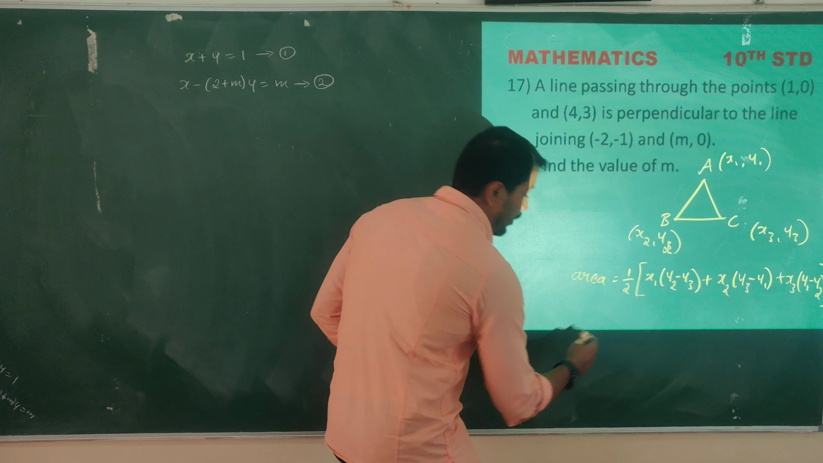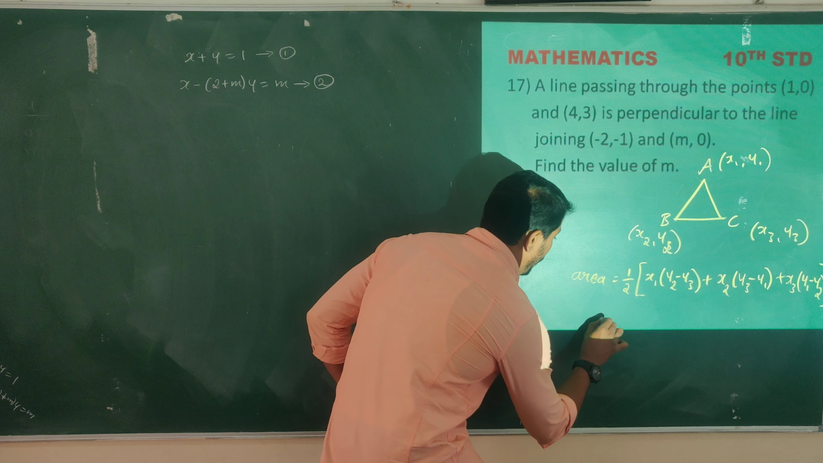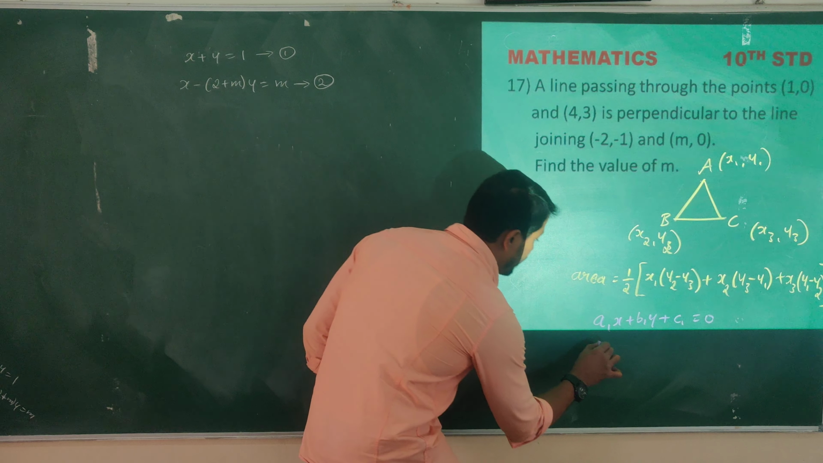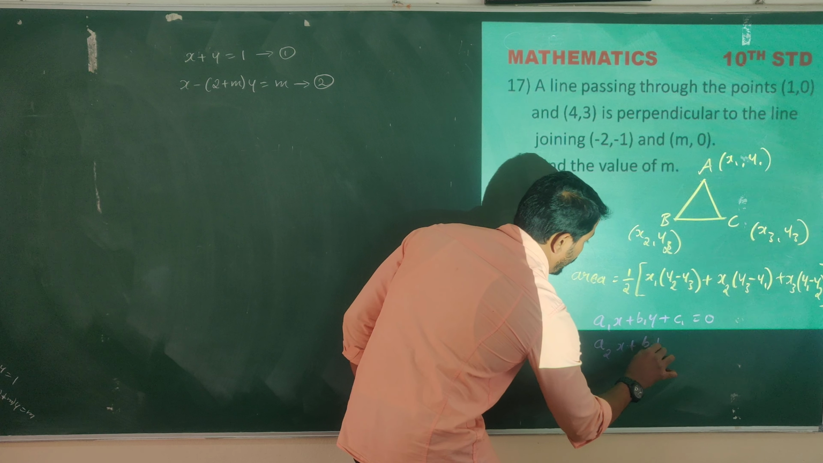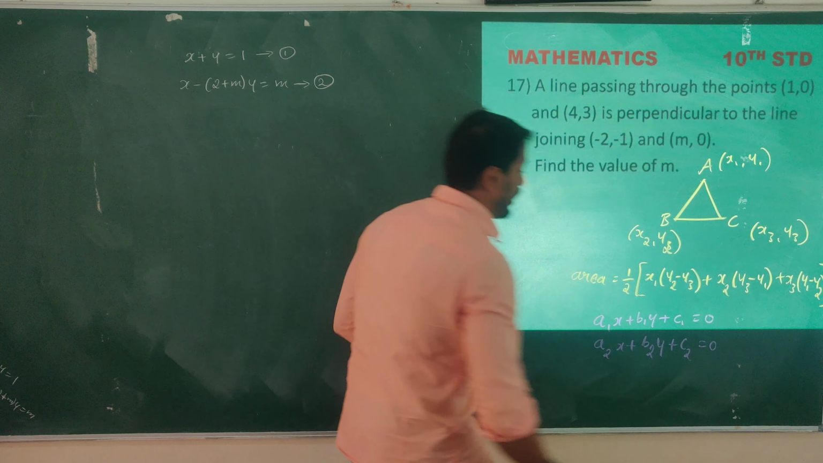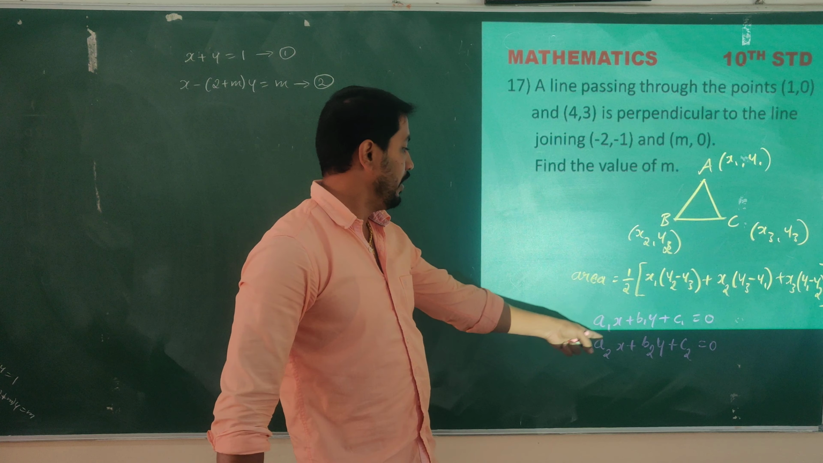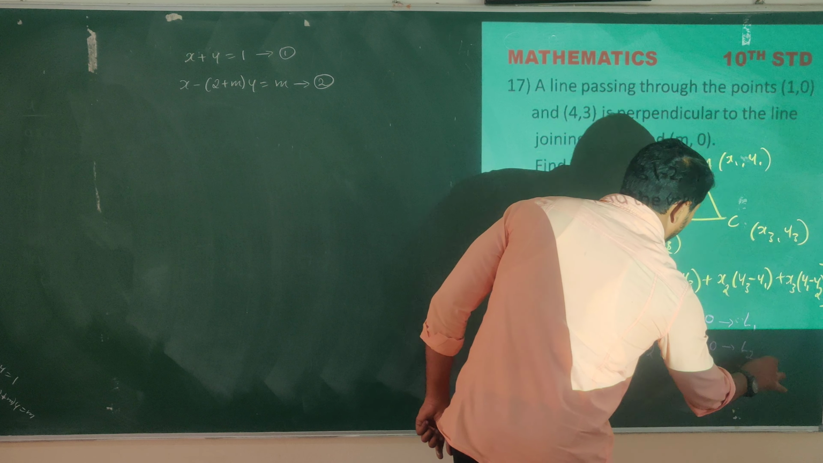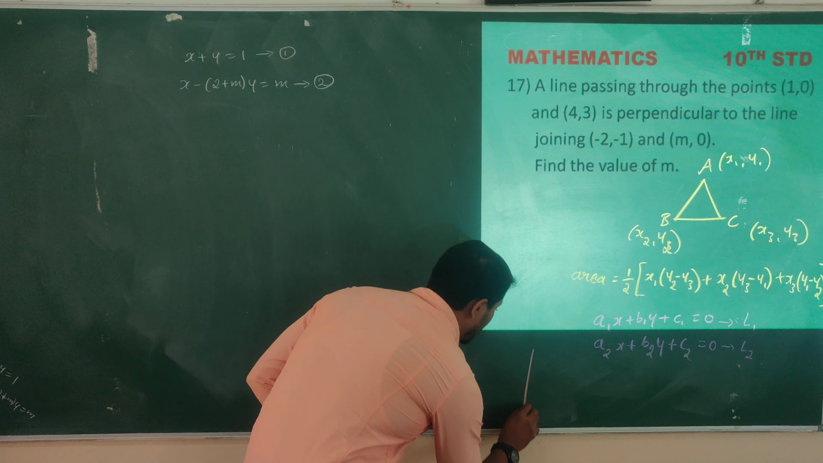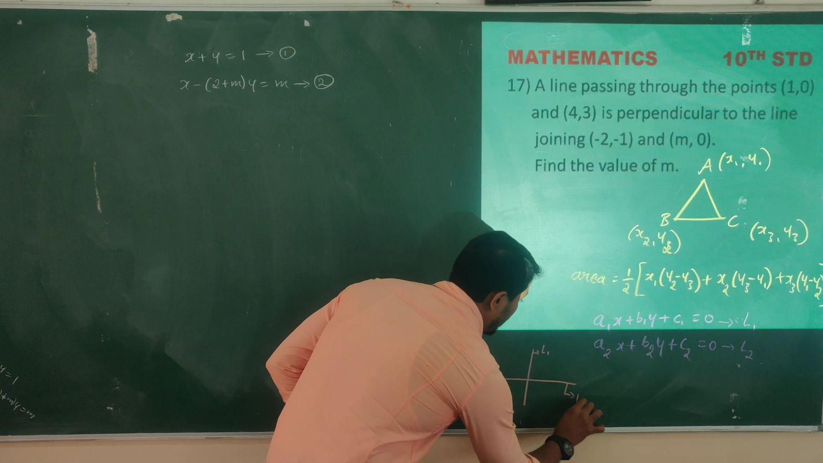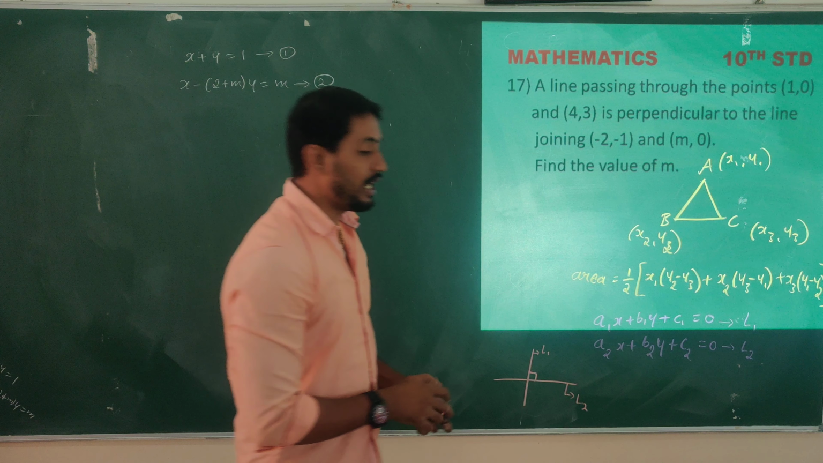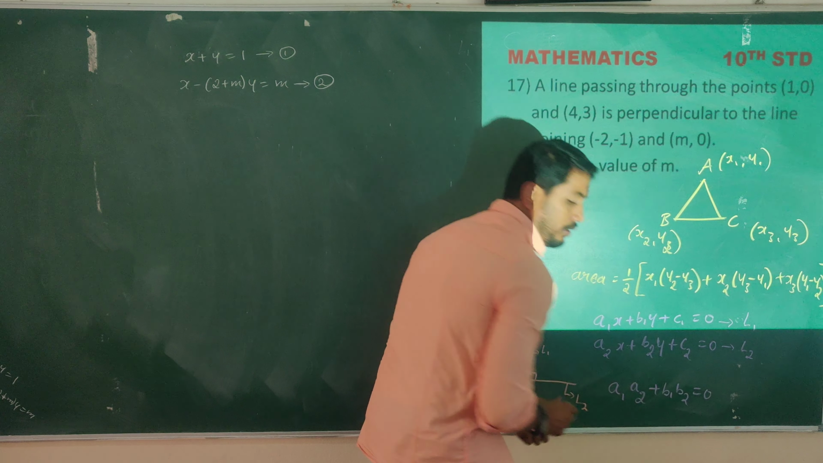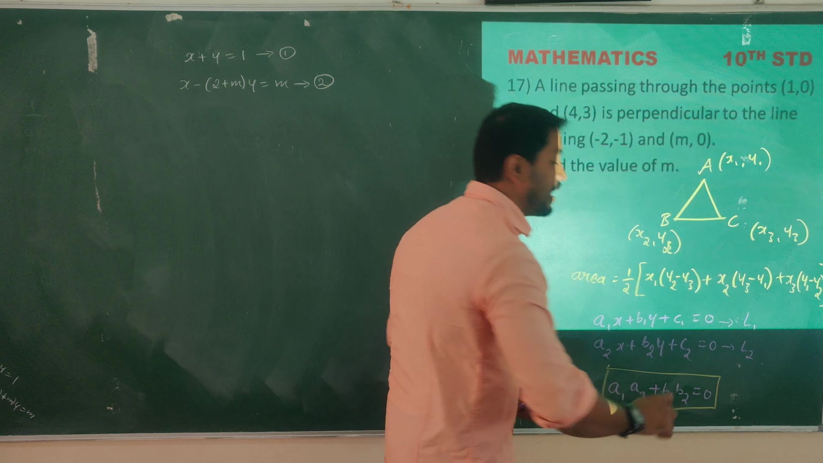Observe here: whenever a line equation is given in the form a1x plus b1y plus c1 equal to 0, and another line equation is given in the form a2x plus b2y plus c2 equal to 0, and these 2 equations represent line 1 and line 2, we can say these 2 lines are perpendicular if they satisfy the condition a1 a2 plus b1 b2 is equal to 0.